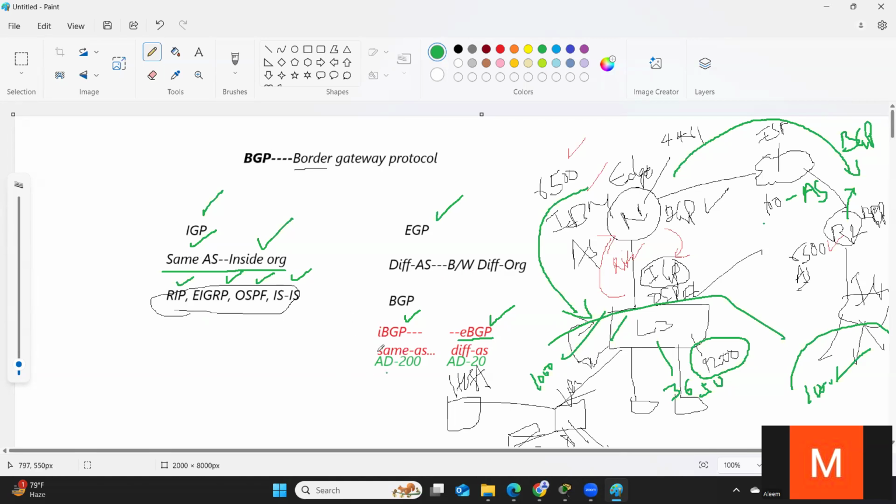Again, BGP has two kinds of neighborship, IBGP as well as EBGP. So BGP has two neighborships. This is not a type of BGP. This is a neighborship type.